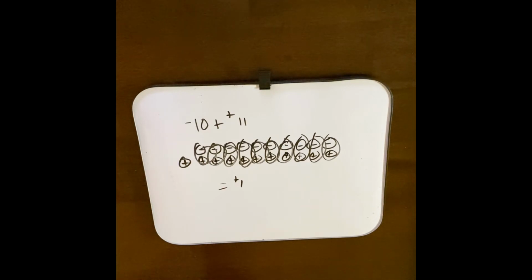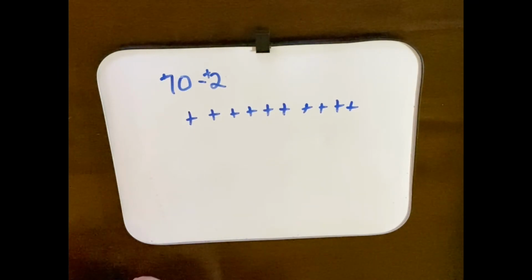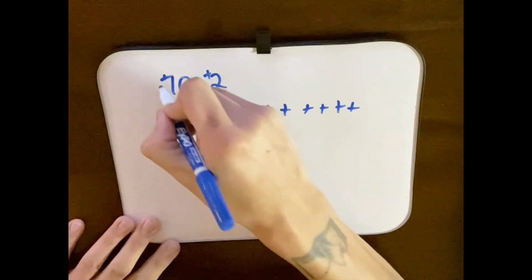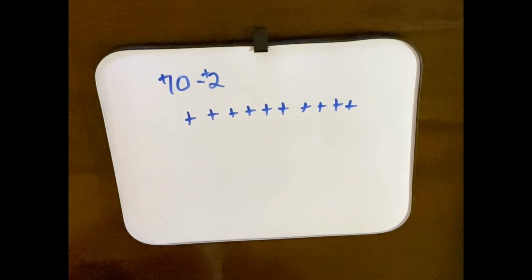We're going to go over some subtraction right after this. Subtraction is a little more difficult, though it can be done if you pay attention. Just for this question, I use blue. So what we have here is +10, and what we're going to take away is +2.